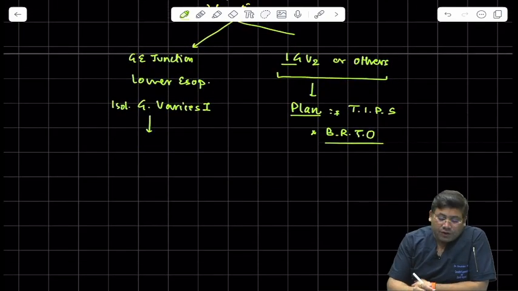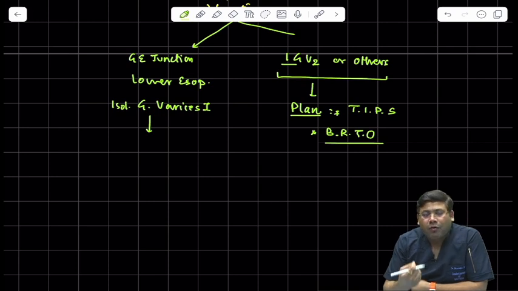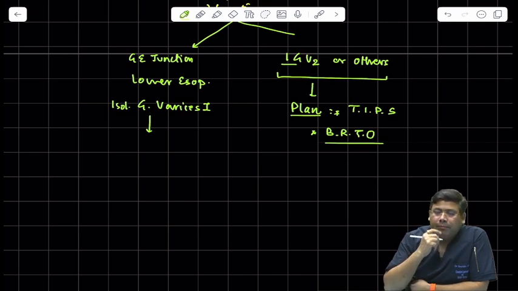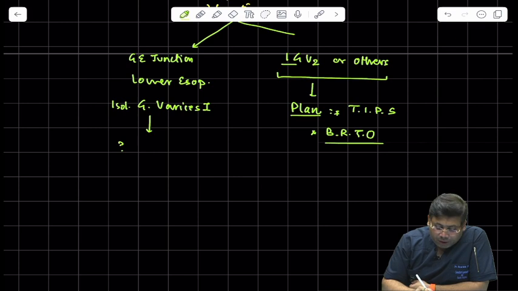Bachche, if it is a GE junction, a varix, or a lower esophageal bleeder, you have to understand, is it bleeding?